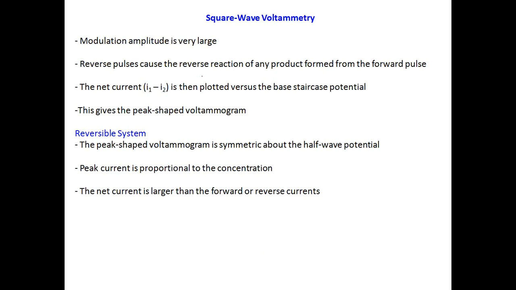The reverse pulse causes a reverse reaction of products formed from the forward pulse. The net current is I1 minus I2. So in this case, the forward pulse current minus the reverse pulse current is taken, not the other way around. I1 minus I2 is plotted against the staircase potential ramp. This gives a peak-shaped voltammogram or polarogram. For reversible systems, the peak-shaped voltammogram is symmetric about the half-wave potential. And the peak current, the height of the peak, is proportional to the concentration of the electroactive species.